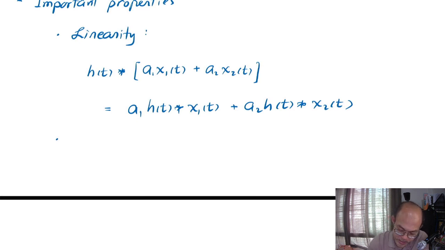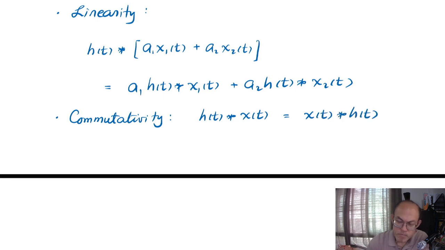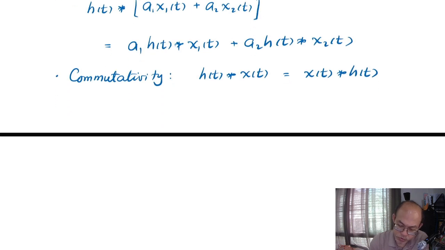The second property is commutativity. Commutativity states that we could change the order of the convolution integral. So it doesn't matter if we bring h up front or bring x up front, the result would be the same. We could switch the order between them.